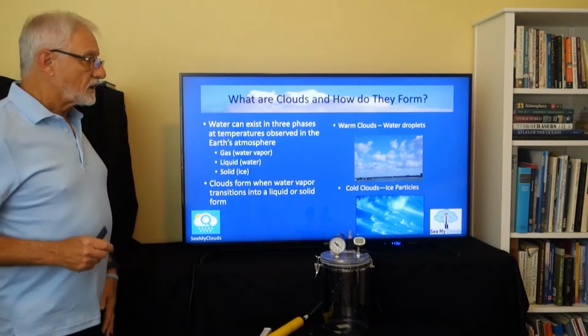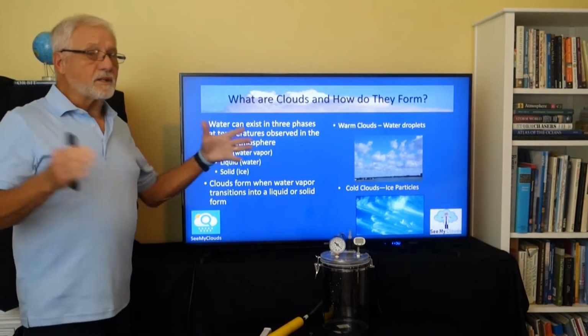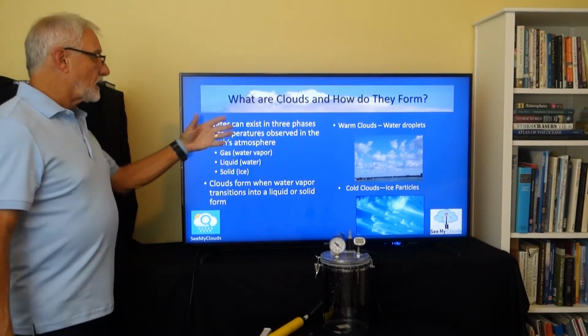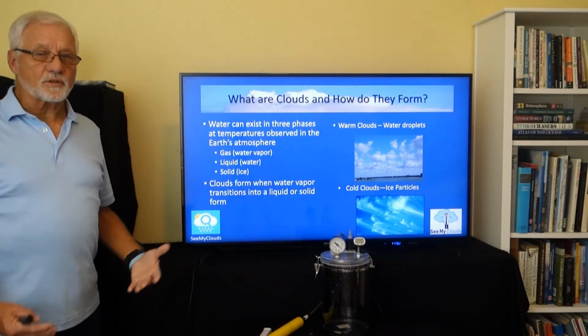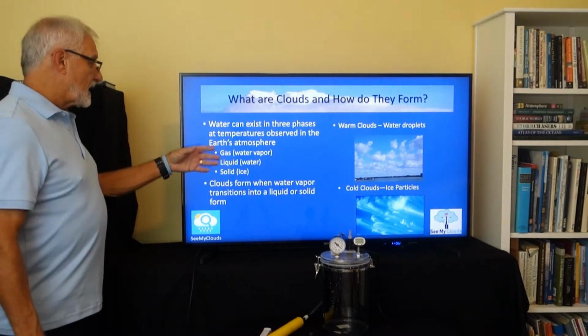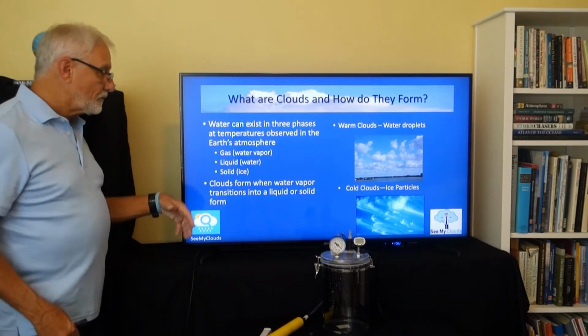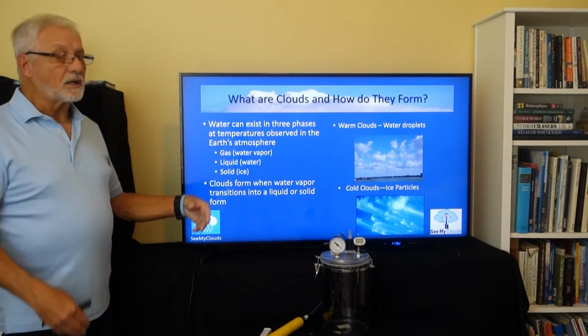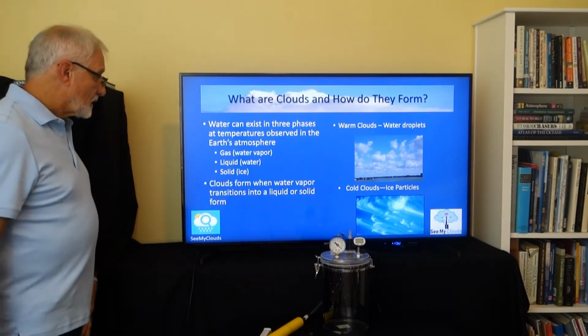The first aspect of this is we're going to try to figure out what is a cloud. We have to define this. And we'll point out that water can exist in three phases in the Earth's atmosphere. It can exist as a gas, which we call water vapor, as a liquid, which we call water, as a solid, which we refer to as ice.